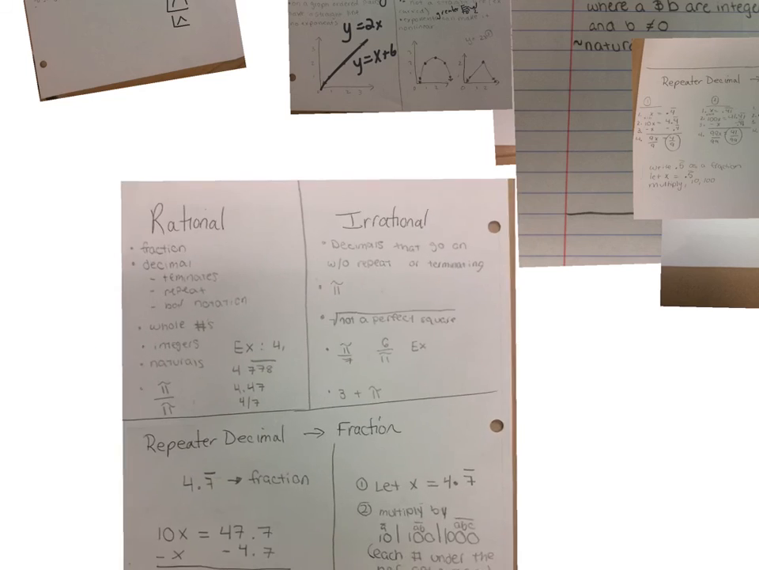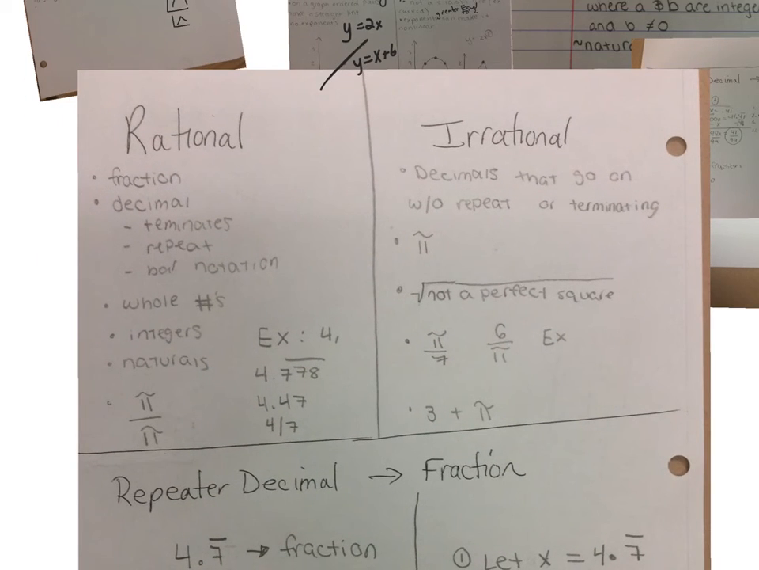And then the last piece here that we had, to go back, rational numbers. We have fractions, decimals that terminate, repeat, bar notation, whole numbers, integers, natural numbers. Pi over pi, remember, cancels to 1, that's okay. Example 4, 4.778, and so forth. Fractions, 4/7, that's all okay. Irrational are decimals that go on without repeating or terminating. Pi is irrational. Square root of a non-perfect square. Pi over 7, 6 over pi. As soon as you see pi in the question, it's automatically irrational, unless, of course, it can be simplified like over here. And then 3 plus pi as well is irrational.